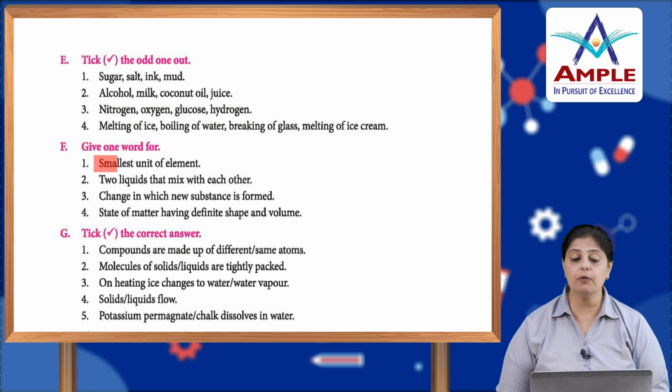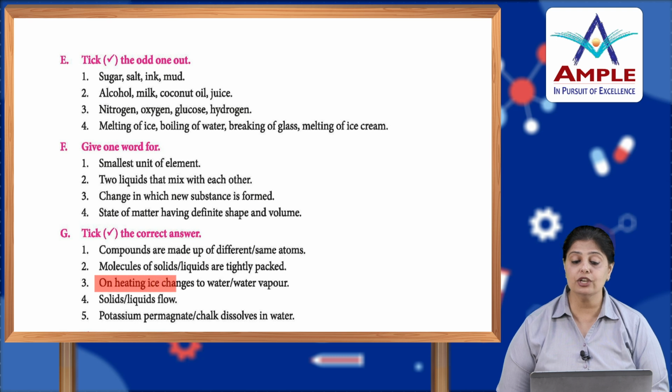Give one word. Smallest unit of element is atom. Two liquids that mix with each other, they are miscible. Change in which new substance is formed, chemical. State of matter having definite shape and volume, it is solid. Now, take the correct answer. Compounds are made up of different or same atoms, it is different atoms. Molecules of solids or liquids are tightly packed, solids.